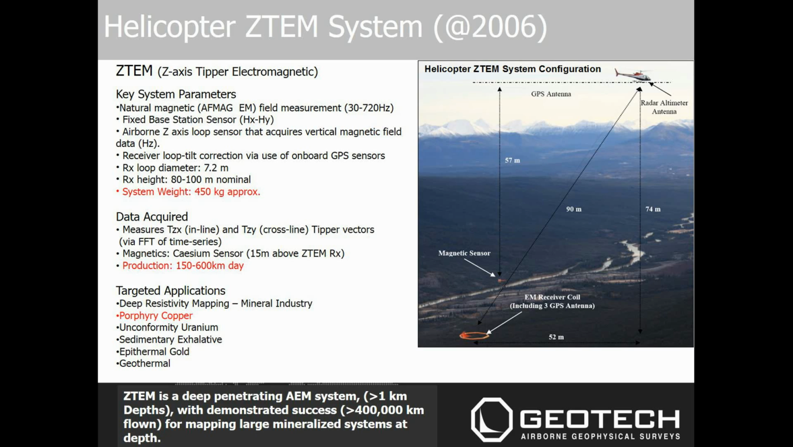We generally get production numbers of 150 to 600 kilometers a day, so it's a pretty efficient line kilometer producer. We've flown a lot of ZTEM in the past, almost 400,000 line kilometers so far, worldwide. Its primary use is porphyry copper exploration, but especially in Canada we do a lot of unconformity uranium related exploration, some epithermal gold, and geothermal.